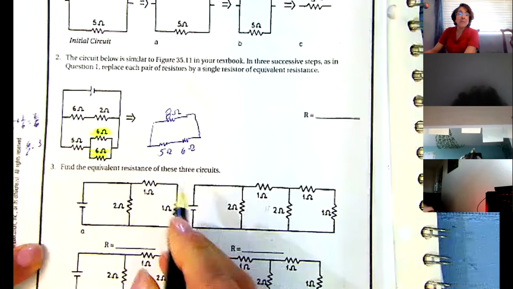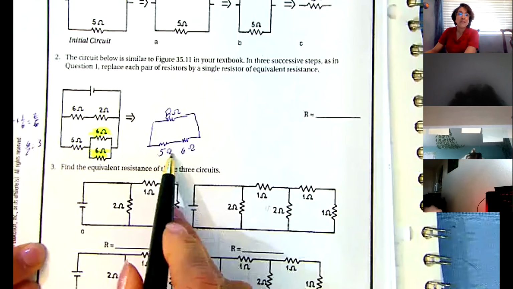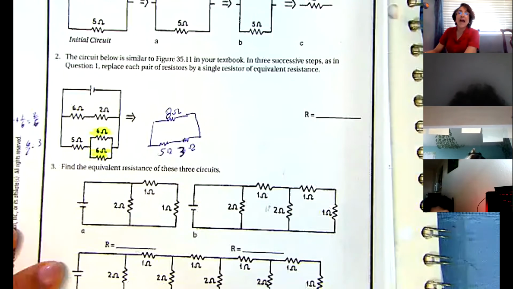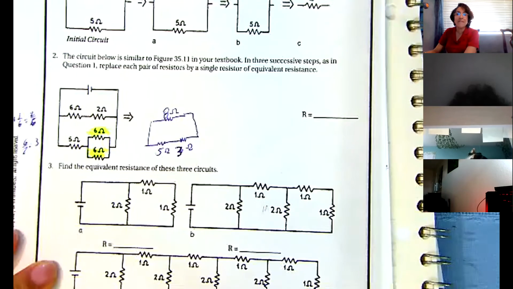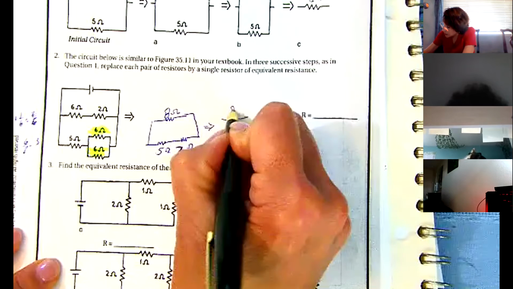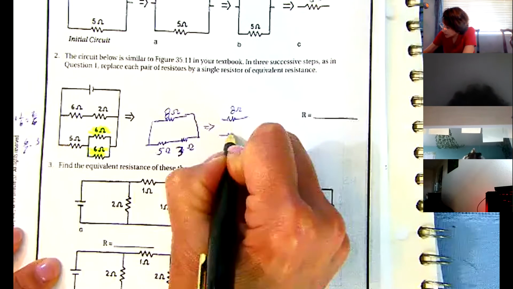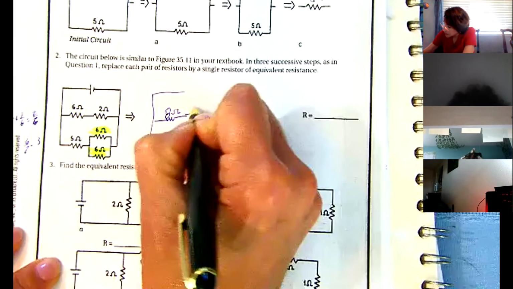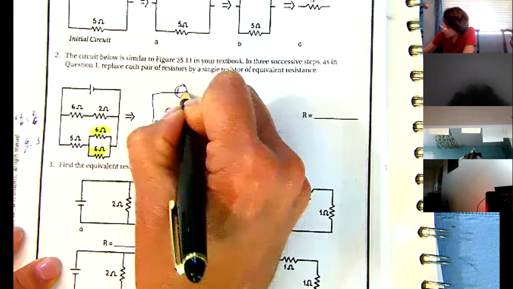Well, yeah, but wait a minute. What about the 5 and the 6? Oh, 3, sorry, this is 3. What about the 5 and the 3? They're also in series. Exactly. What does that become then? 8. Exactly. So I have 8 and I have 8. By the way, it's also connected to a battery here in parallel.